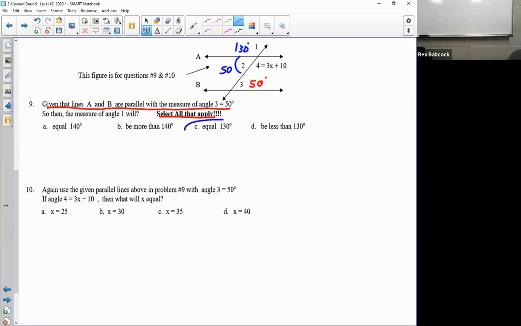Is there 130 degrees? It would be more than 50. I think that's the only one that works, isn't it? Number 9. C is the only one.